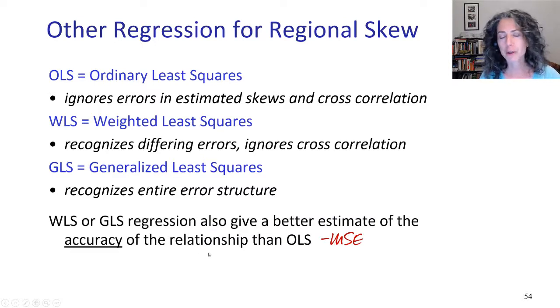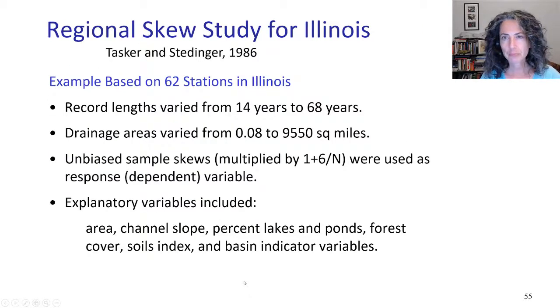An additional and very important point is that the weighted least squares and the generalized least squares approaches both give a better estimate of the accuracy of the relationships that are developed than the ordinary least squares will. And the accuracy is extremely important because the accuracy is translated as the mean square error, and the mean square error is what goes into the skew weighting equation. So regional skews that have a lower mean square error are going to be much stronger in the weighting equation versus station skews.